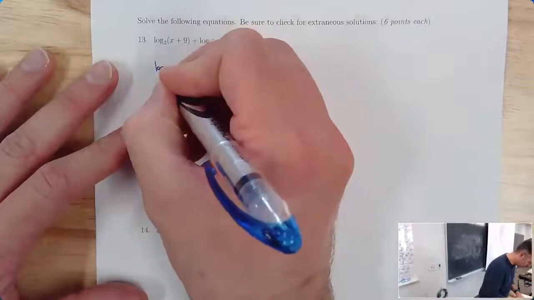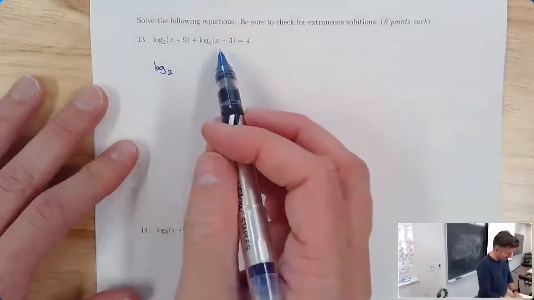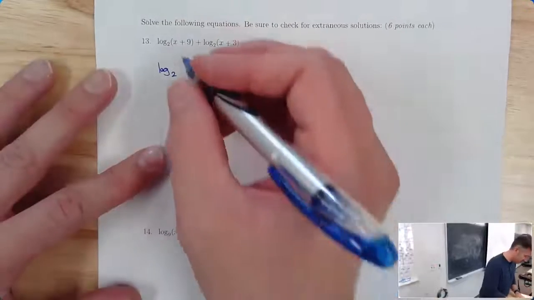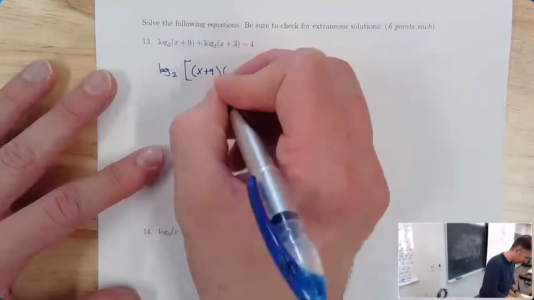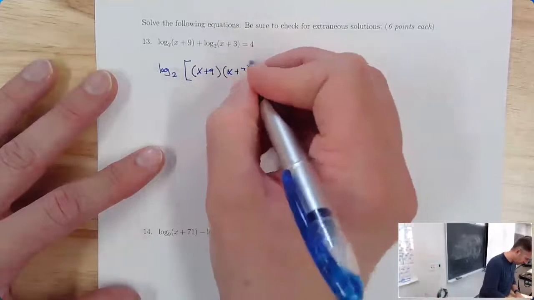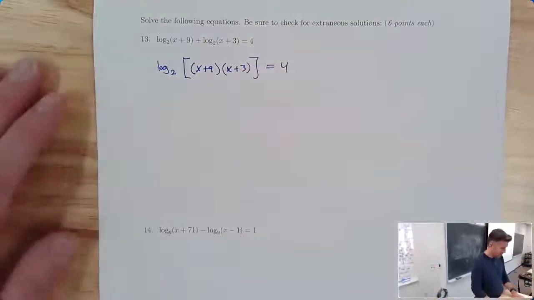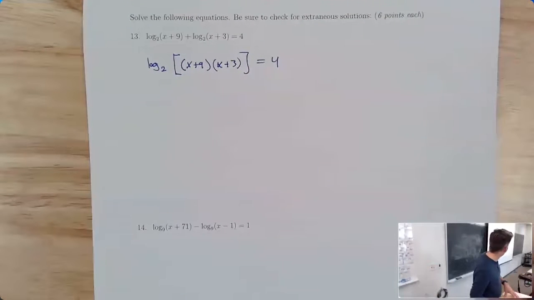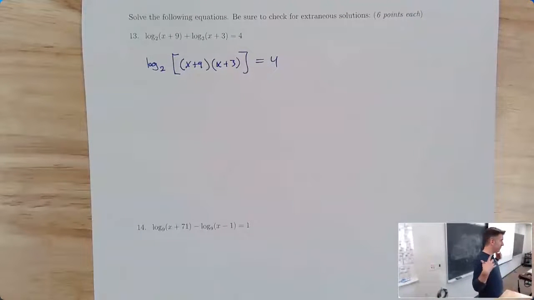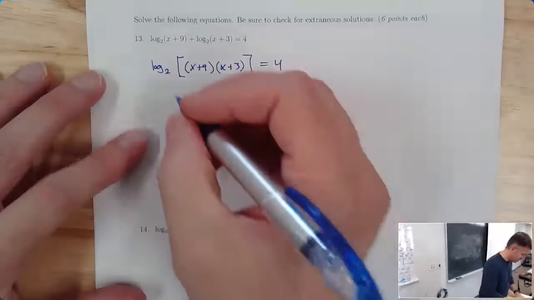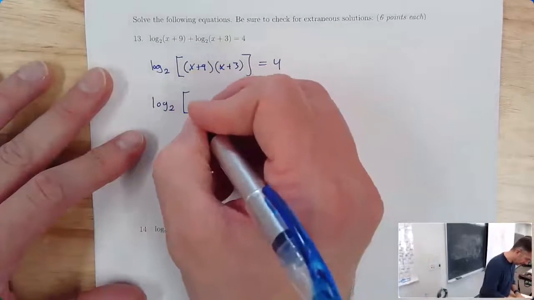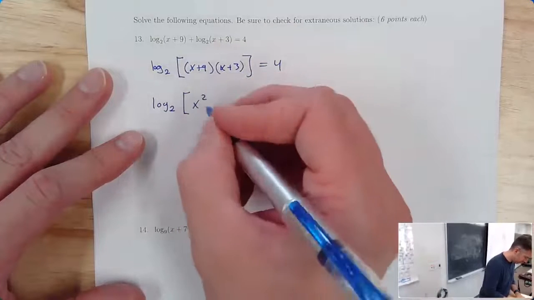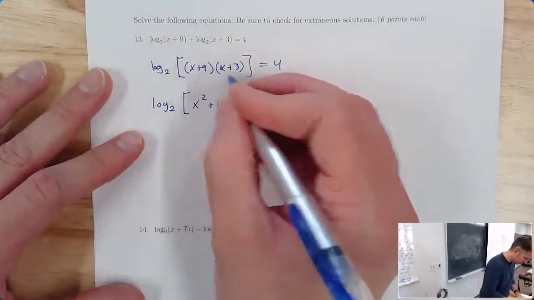I've got log base 2 of x plus 9 plus log base 2 of x plus 3. So I'm going to combine those logarithms together as one logarithm where I multiply the insides together. And then I personally like to take the route of first actually simplifying the insides before I do anything else. So I'm going to rewrite this as log base 2 of x squared plus 9x plus 3x is plus 12x, and 3 times 9 is 27.